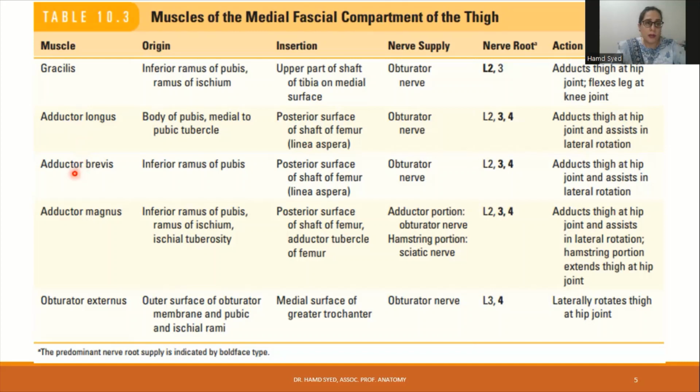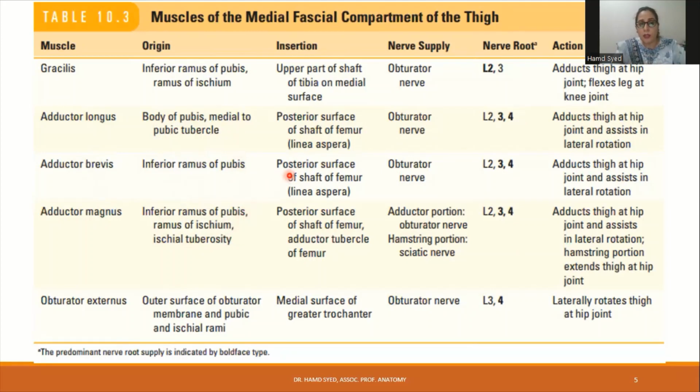We have the three adductors, longus, brevis, and magnus. Now, these are the three adductor muscles in the medial compartment, and their origin is from the hip bone. Adductor longus is from the body of pubis, just medial to the pubic tubercle. Whereas adductor brevis is coming from the inferior ramus of pubis, and the adductor magnus, along with the pubis, is also originating from the ischium and the ischial tuberosity.